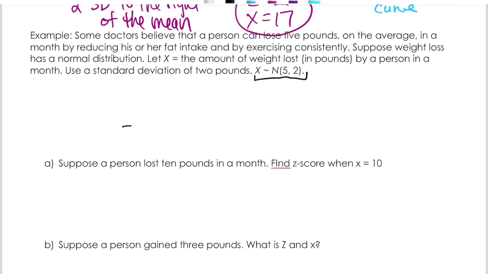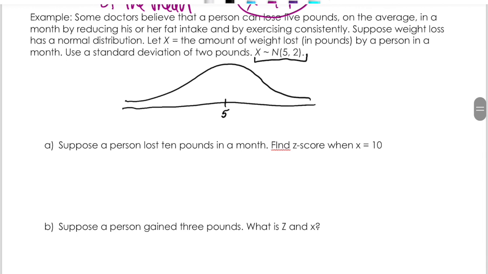So when we draw a quick sketch of what this looks like, here's 5, which is my mean in the middle. My standard deviation means every time I come out one more standard deviation, that's 2 more pounds. So going in this direction, I'm adding 2 pounds. Going in this direction, I'm subtracting 2 pounds. Okay, now let's use this graph to answer our questions.